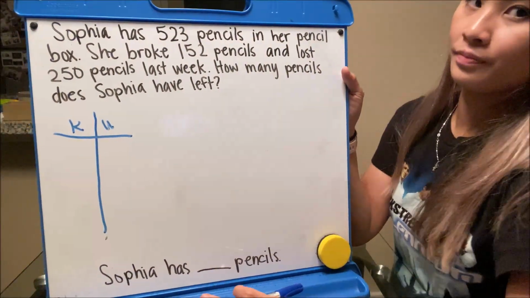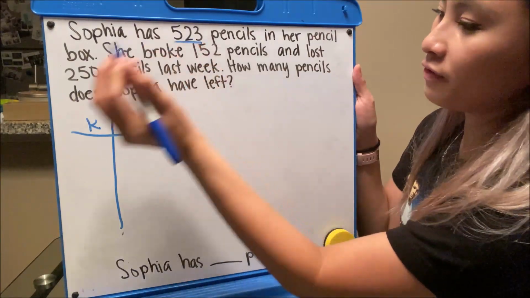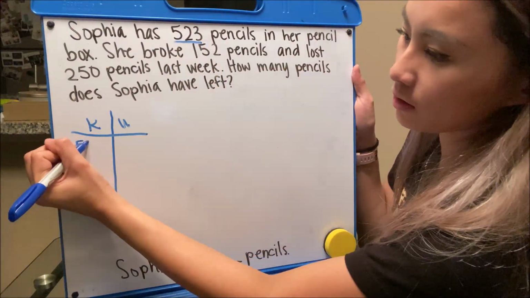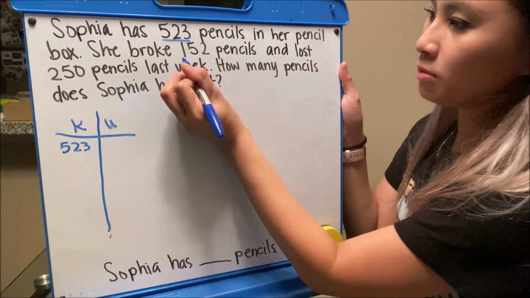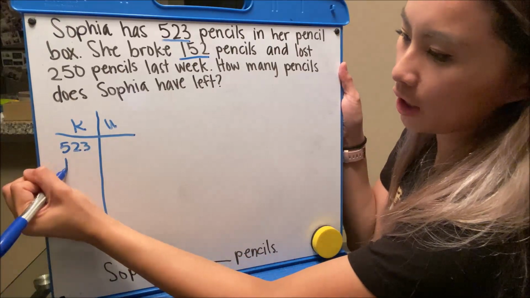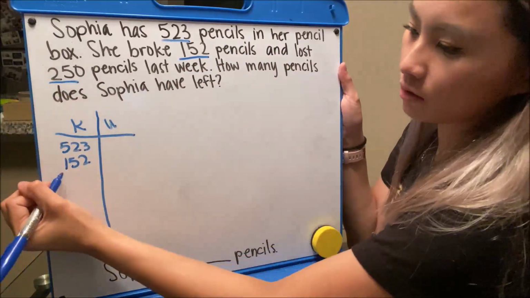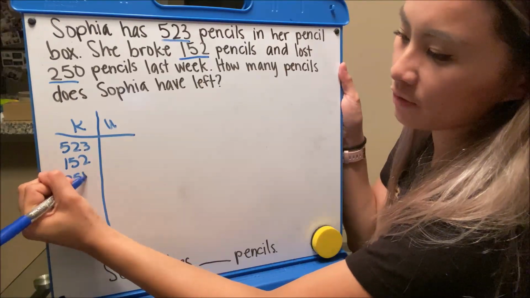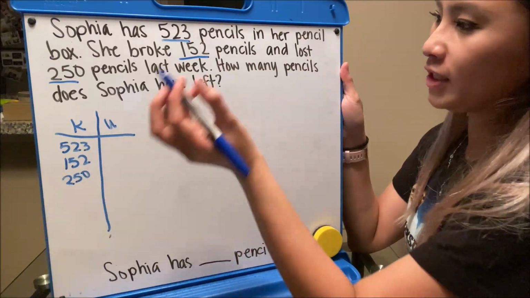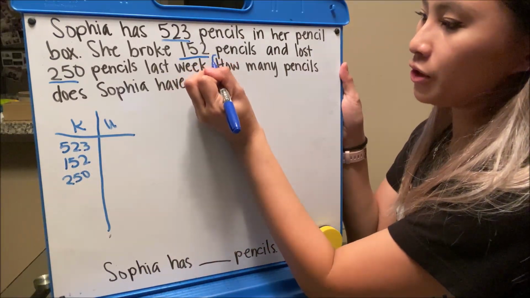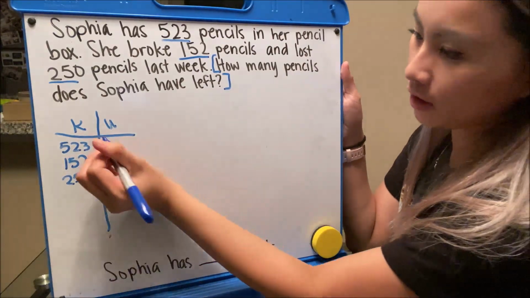Okay, so we know that Sophia started off with 523 pencils. And then she broke 152 pencils and lost 250 pencils last week. So, what are we trying to find? What is the unknown? The unknown is how many pencils Sophia has left.